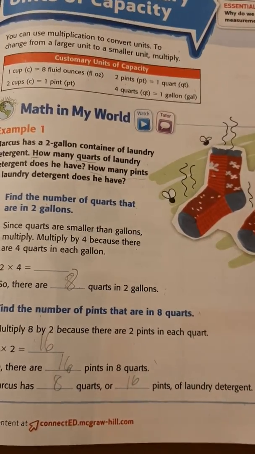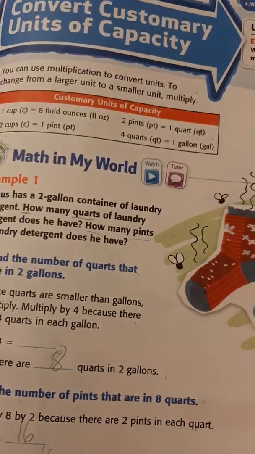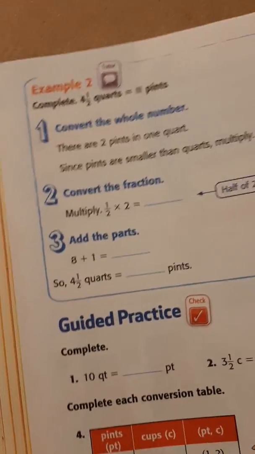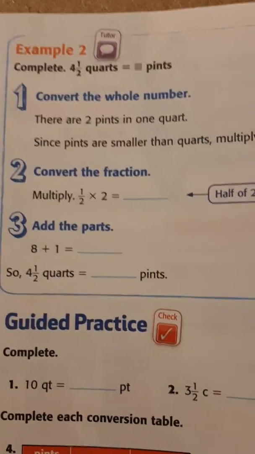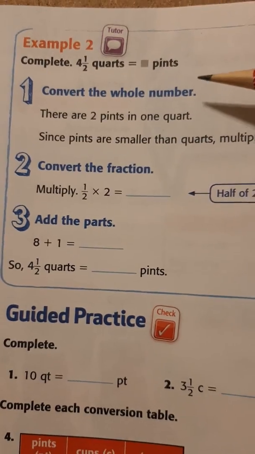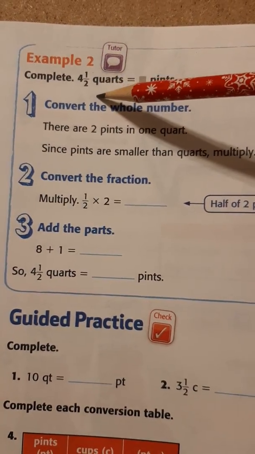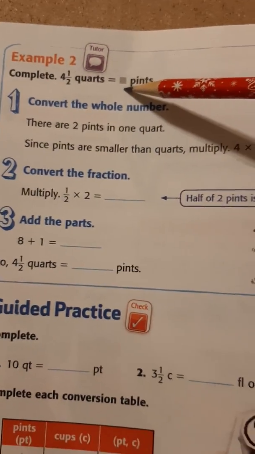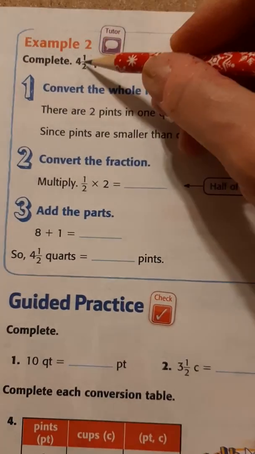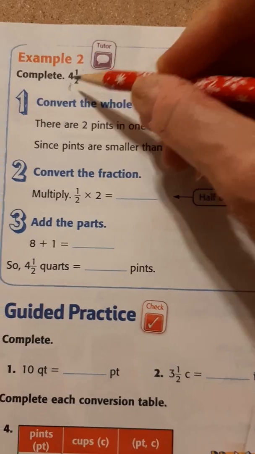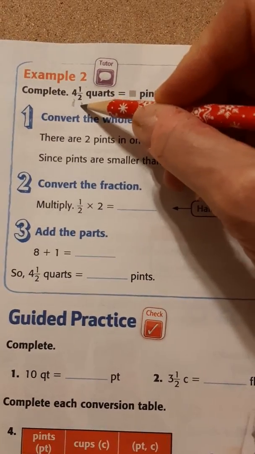Now, I hope you filled that in while we were going. We're on page 715. We're going to turn to 716 now. And this one's a little trickier, but you can do it step by step, remember? So it says complete. 4.5 quarts equals how many pints? Now this is 2 steps. We're going to convert the whole number, and then we're going to convert the fraction.